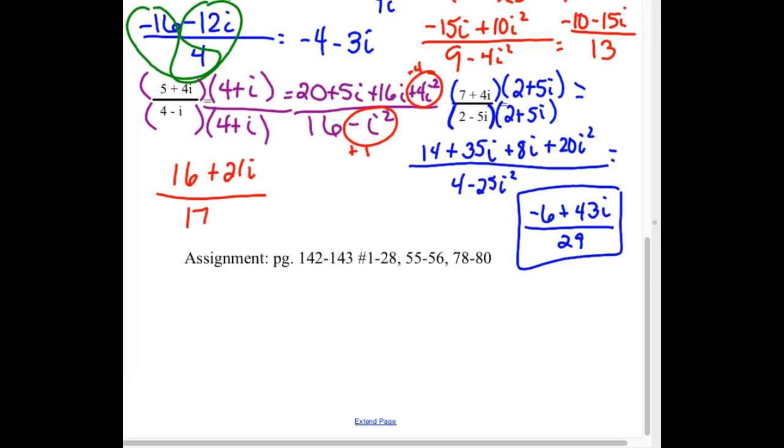Your assignment then starts on page 142. You're going to do 1 through 28, 55 and 56, and 78 to 80. Make sure you're showing work, not just doing things in your head.